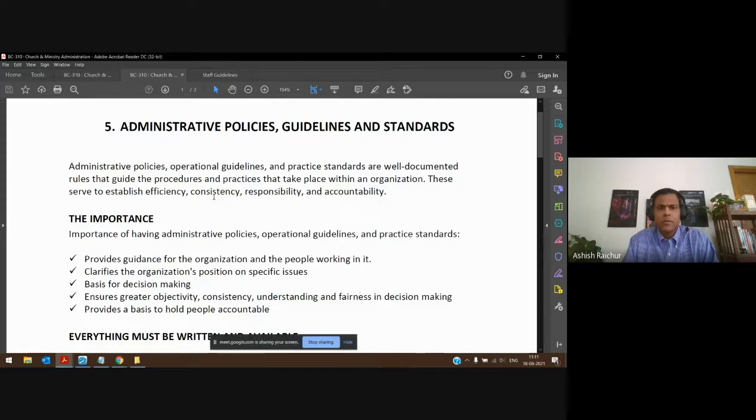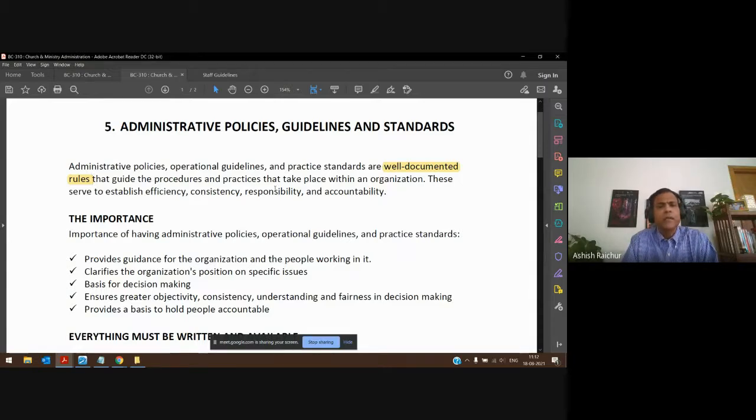So when you talk about policies, operational guidelines, practice standards, what are we referring to? We are referring to well-documented rules. That means these are actually written down. They're not in somebody's head, but have been written down somewhere, that will guide the procedures and the practices of what happens within the organization. It's almost like a rule book, but we don't call it a rule book. We call it an organizational policy document or a guideline, things like that.